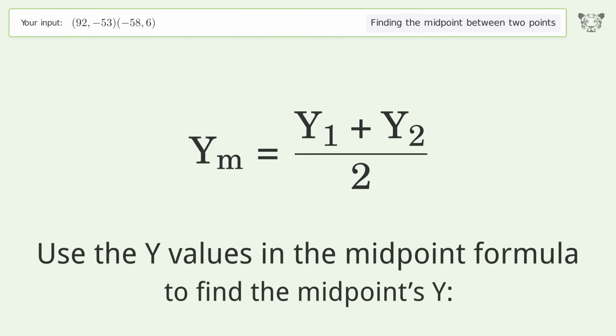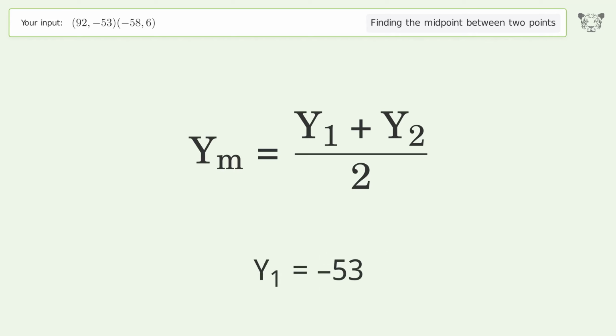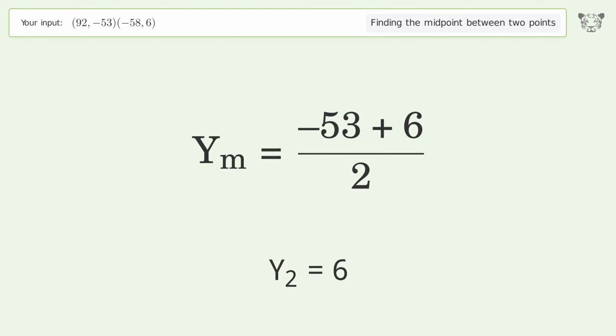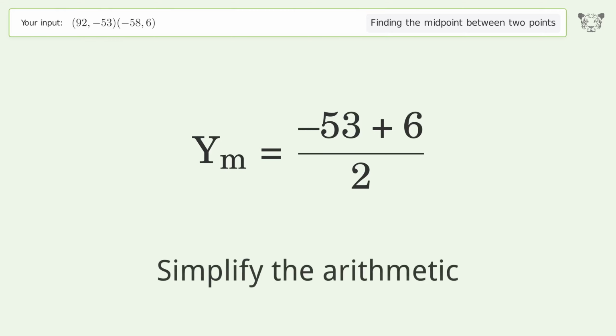Use the y values in the midpoint formula to find the midpoint's y. y1 equals negative 53. y2 equals 6. Simplify the arithmetic.